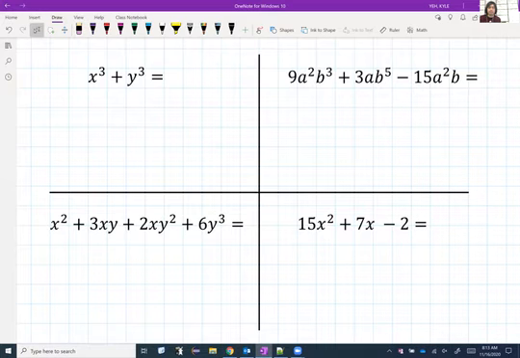Pause the video, take a stab at these and then unpause it, and I will have these worked out and talk through them. So go ahead, pause the video and factor these 4 expressions.